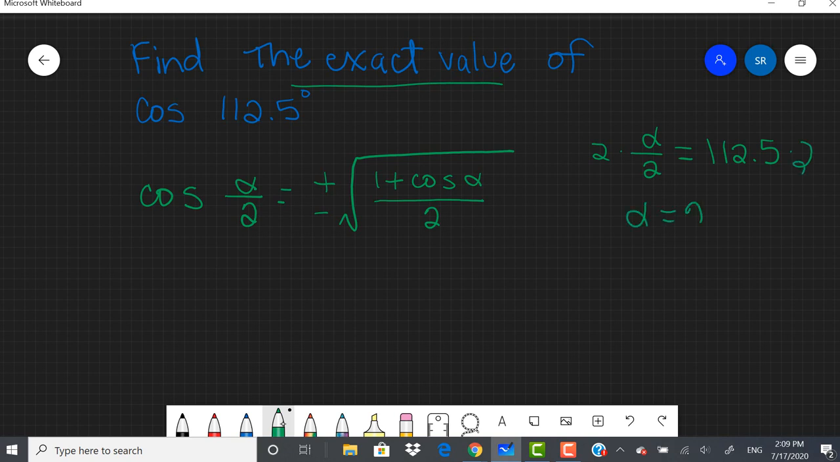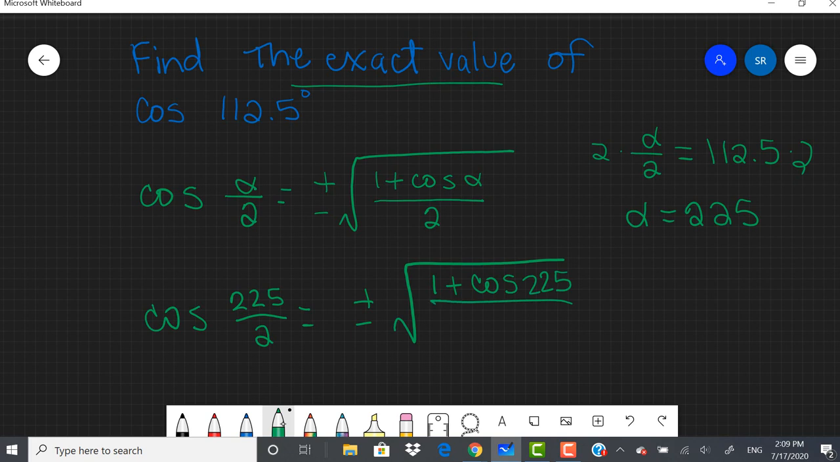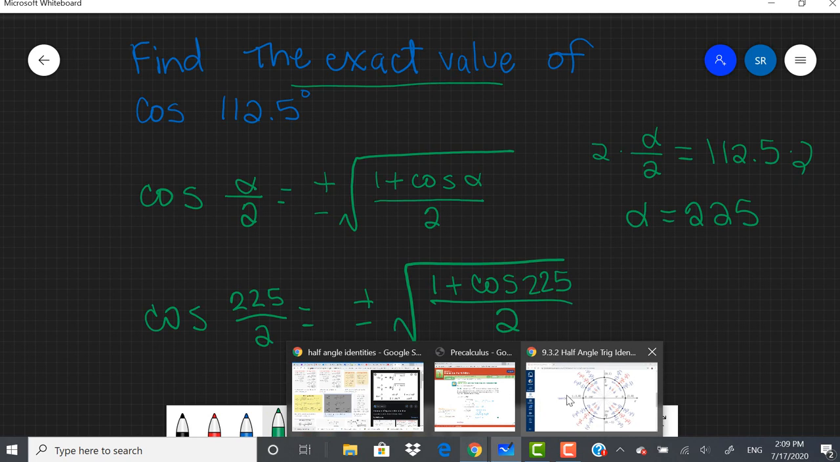And now my alpha equals 225. And lo and behold, that is way more convenient, because 225, that sounds very familiar, is on our unit circle. So now we just plug this in. Cosine of 225 over 2 is equal to plus or minus the square root of 1 plus cosine 225 over 2.